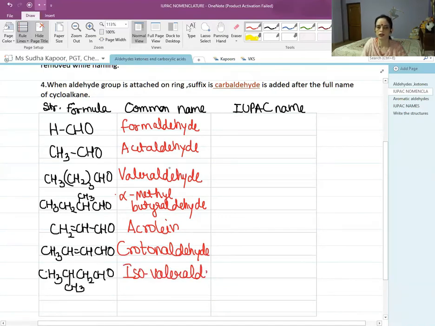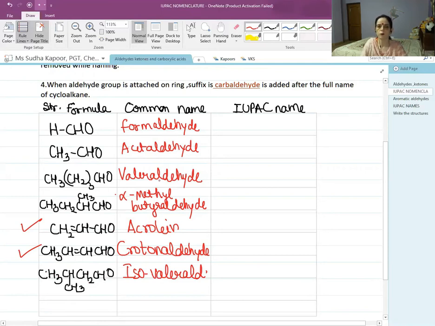So some of the common names: formaldehyde, acetaldehyde, valeraldehyde, alpha methyl butyraldehyde. CH2 double bond CHCHO is an important one. It is known as acrolein. CH3 CH double bond CH single bond CHO, it is crotonaldehyde. And the last one is the valeraldehyde. It is the 5 carbon CH3 CH3 and then CH2 CHO.